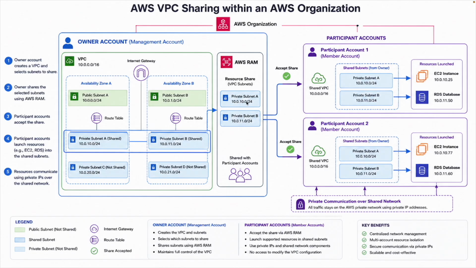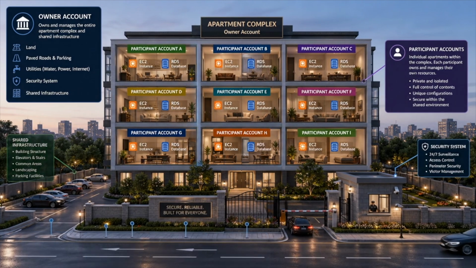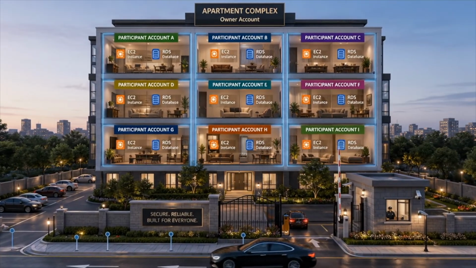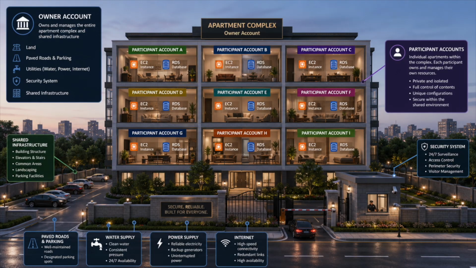At a high level, the architecture consists of four major components: the AWS organization itself, the owner account, which is going to be the management account, AWS Resource Access Manager (RAM), and then the participant accounts. Think of this like an apartment complex. The owner account owns the land, the roads, utilities, and security, and then the participant accounts rent apartments and bring their own furniture so they can deploy anything they want. Everyone shares the same infrastructure while keeping ownership of their own resources too.